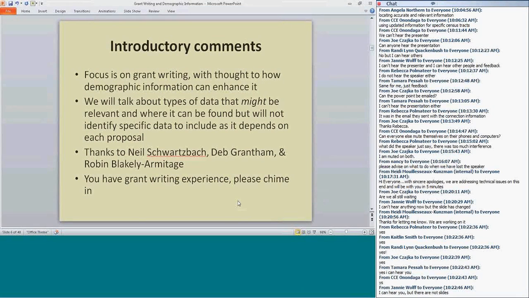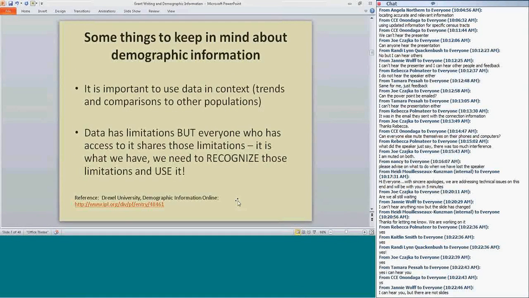So again, the focus is really on the grant writing piece, but how demographics can come into that. We're going to talk a little bit about the types of data that might be relevant, and we have both Jan Vink and Robin Blakely-Armitage here who will hopefully chime in with respect to where we can find that information in the resources that they shared last week. I just want to give some thanks quickly to colleagues who have helped shape this presentation over several iterations when we've given it before. So what are the key things that I think it's important to keep in mind?